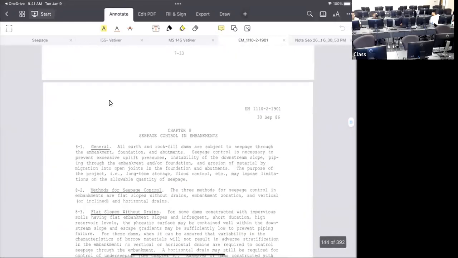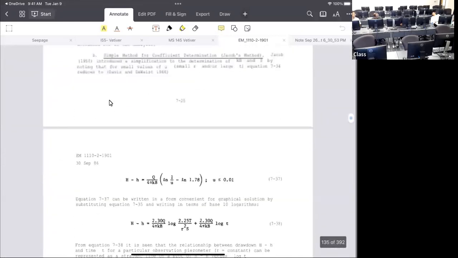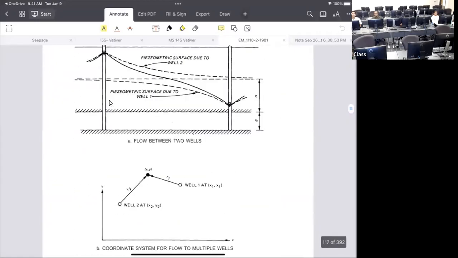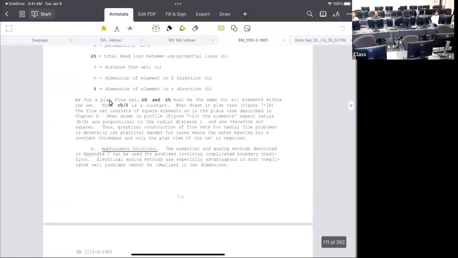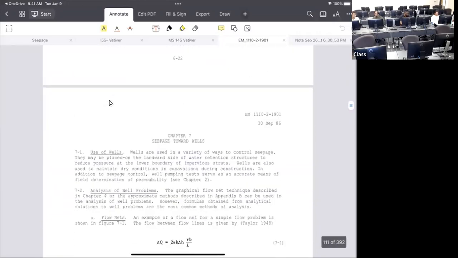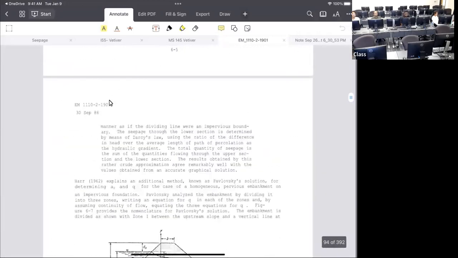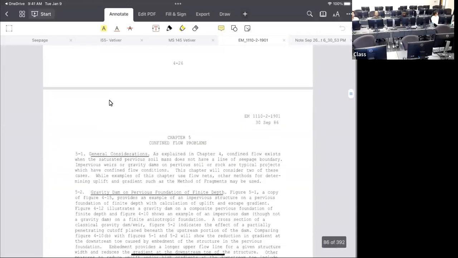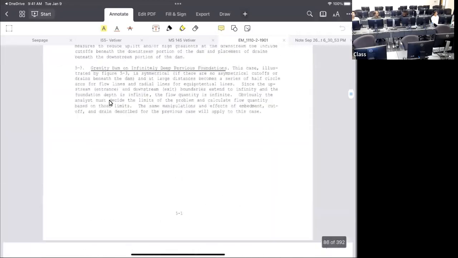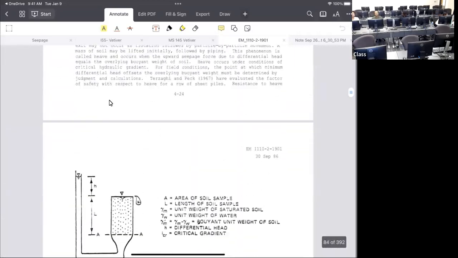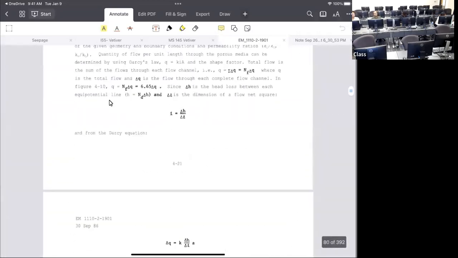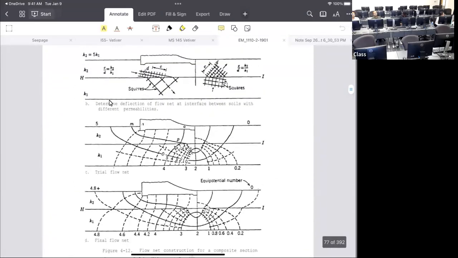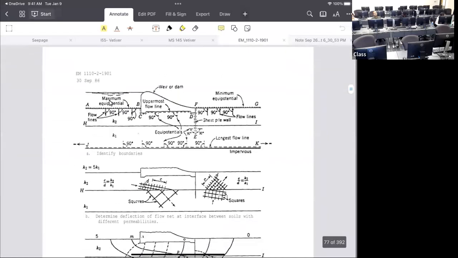Is this chapter 3 or chapter 4? Section 8. Chapter 4 is the problem. Which principles, right? Chapter 4. We are close. Confined flow programs. Yes, it's coming.